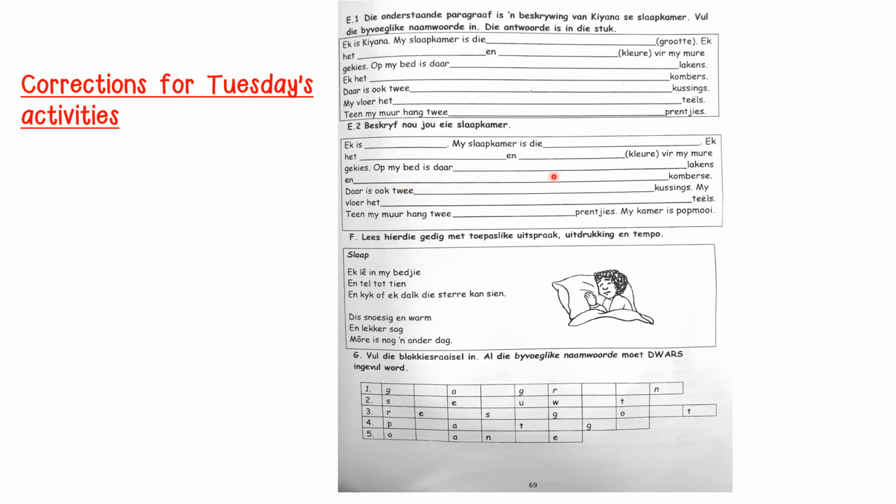Op my bed is daar something lakens. On my bed there are, and you need to describe your sheets and komberse, and then you need to describe your blankets. Daar is ook twee kussings. There are also two, and you need to describe your pillows here. My vloer het dash tiles. Teen my muur hang twee dash prentjies. Against my wall hangs two something pictures. My kamer is popmooi. My room is beautiful.